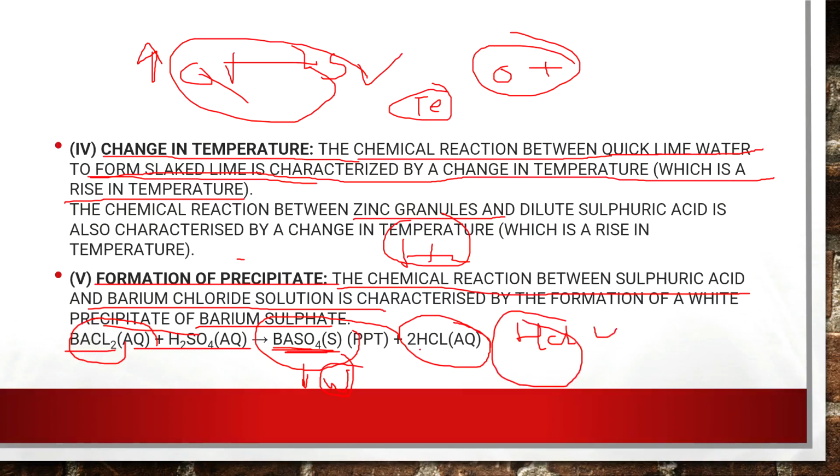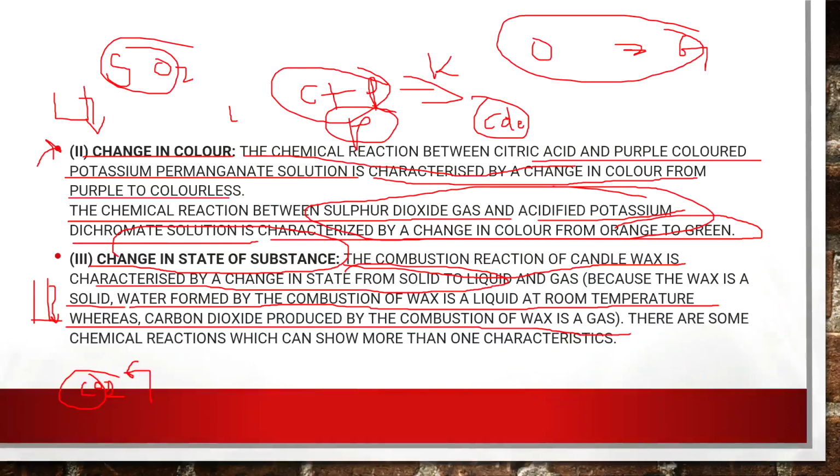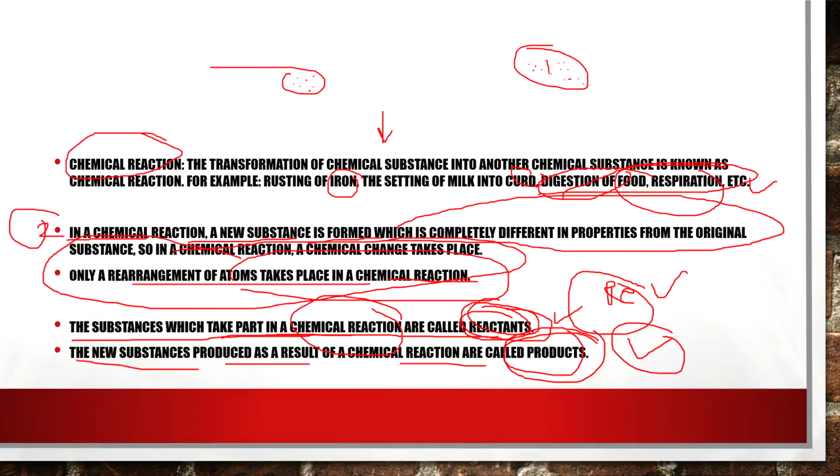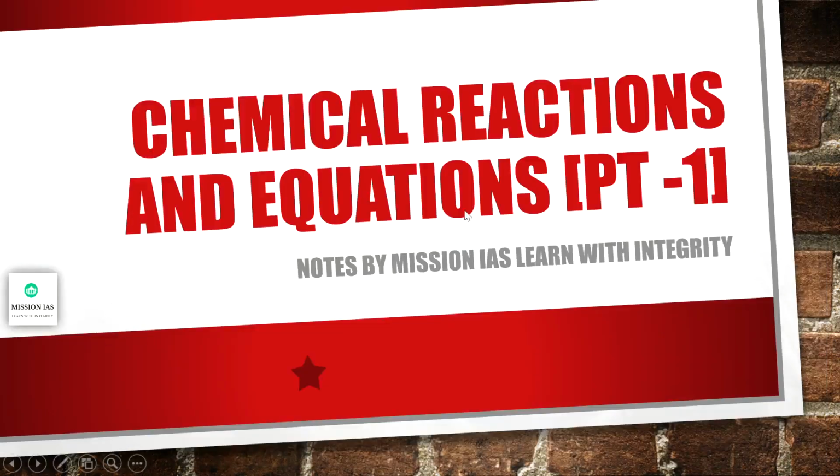Hydrochloric acid is also present in our stomach, because it helps in the digestion of food. That is the best example of a chemical reaction. Whatever food we are eating gets broken down with the help of an acid, that is HCl, which is present in our stomach. So I hope this is all about today's part 1 analysis of this chapter, chemical reaction.